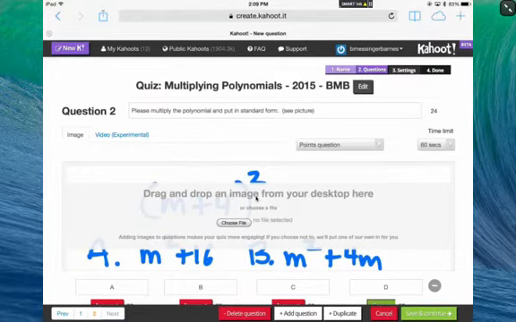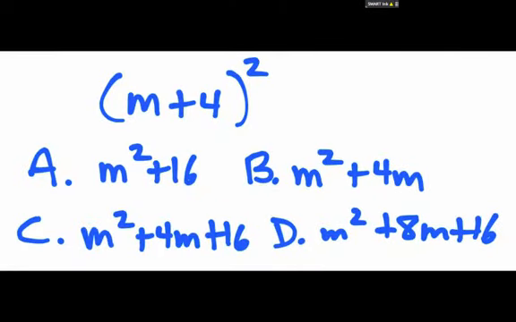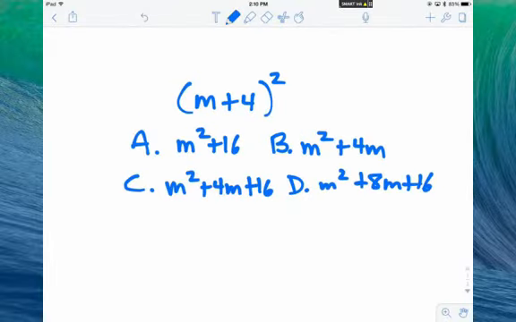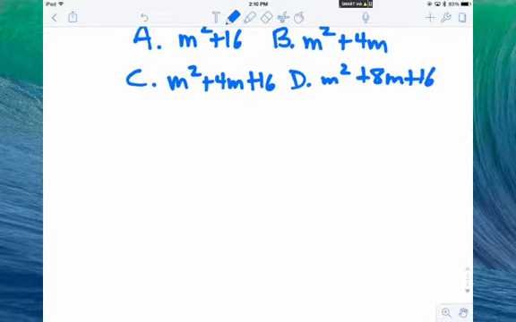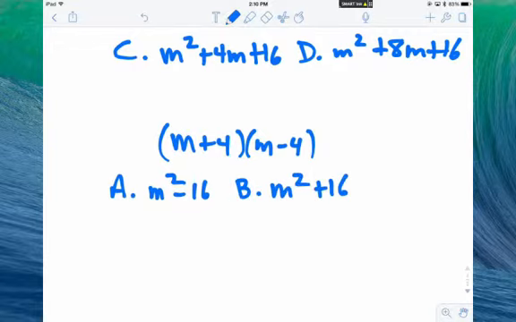But what I might do is make a new problem. I'll go back to Notability, and I'll make a new problem. This next problem says, please multiply m plus 4 times m minus 4. All right, what are the 4 possible answers? Well, A is m squared minus 16, B is m squared plus 16, C is m squared minus 4m, and D is m squared plus 4m.